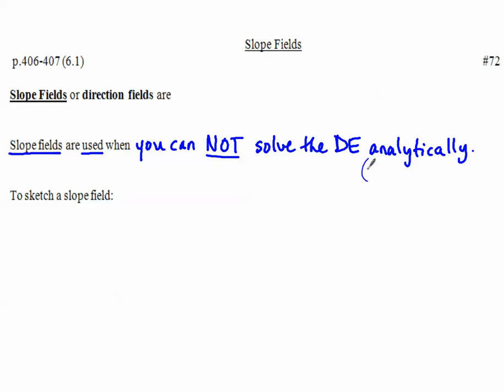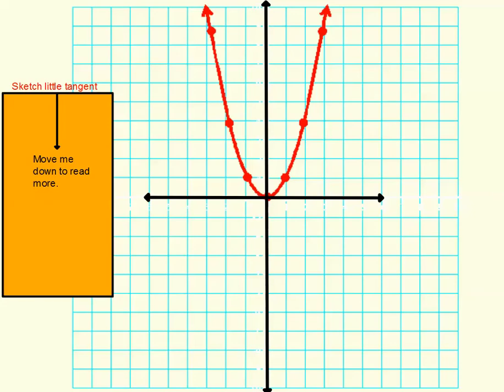So analytically meaning using the technique of separation of variables and then integration. Well, when we can't use separation of variables and integration because it's just too complex, or it lends itself more to a graphical approach, that's what a slope field is. So I'd like to show you first what a slope field is before I describe it to you.